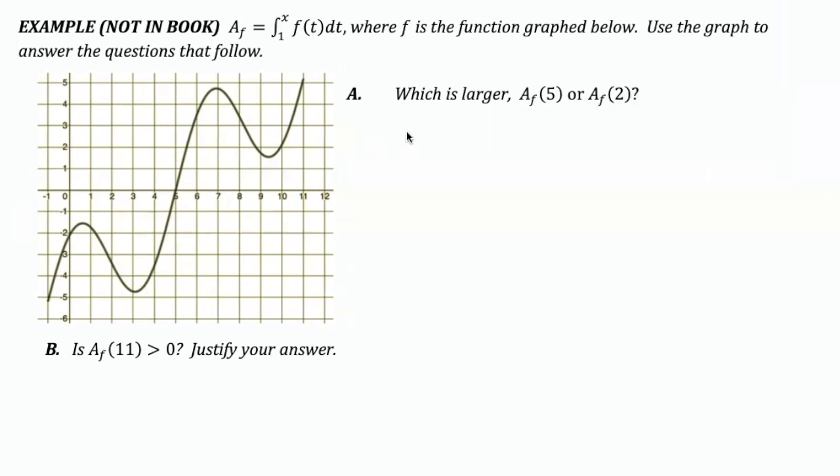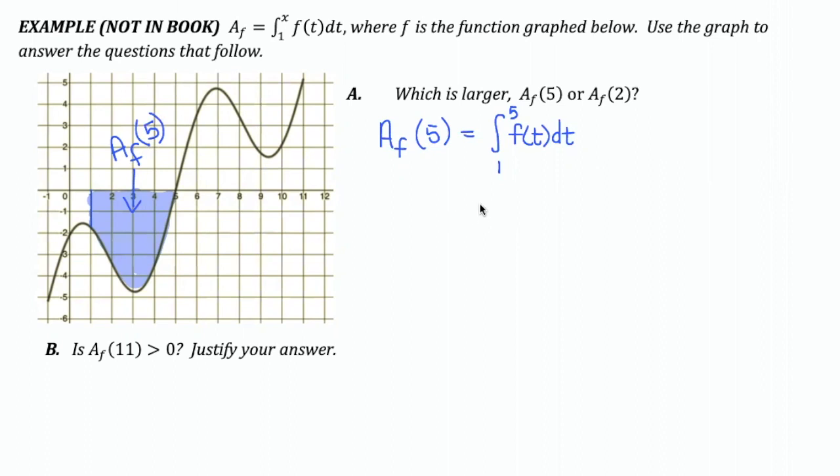So let's think about what these mean. A sub f of 5 is the integral from 1 to 5 under this curve. So the integral from 1 to 5 represents the signed area from the x-axis to the function. I'm going to go ahead and shade that in. This shaded area then represents the value of the integral, which is the area function with an input of 5.